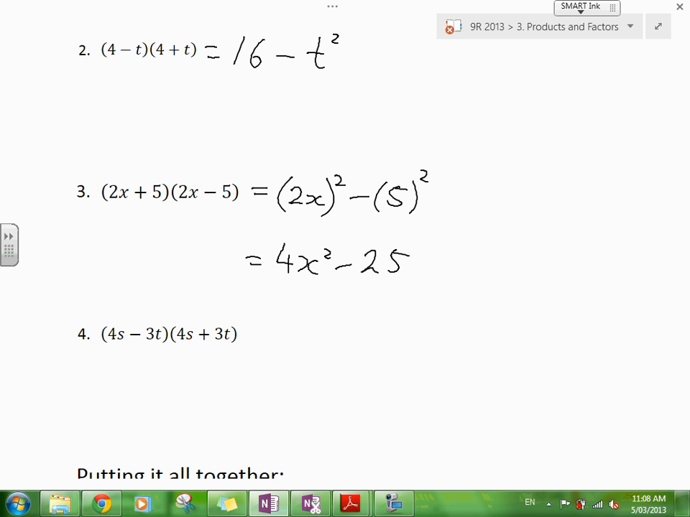Well, it's 5 squared. So the second term in my binomial is 5, so I have to square that as well. 5 squared is 25. This one?